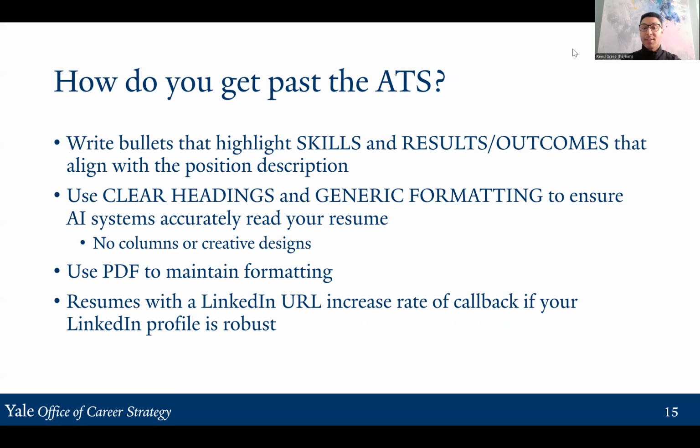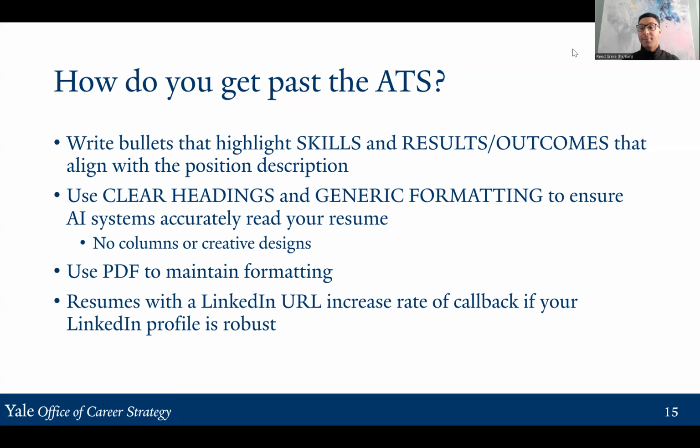One, you write bullets that highlight skills, results, and outcomes that align with the position description. You should really be strongly considering the job descriptions for the positions you're applying to. Take a look through them, see some of the keywords, and highlight the skills that they're looking for on your resume. Make sure you use clear headings and generic formatting to ensure that AI systems accurately read your resume. Columns and creative design can look pretty on a resume that you're handing to someone directly, but they are not going to get past the ATS.